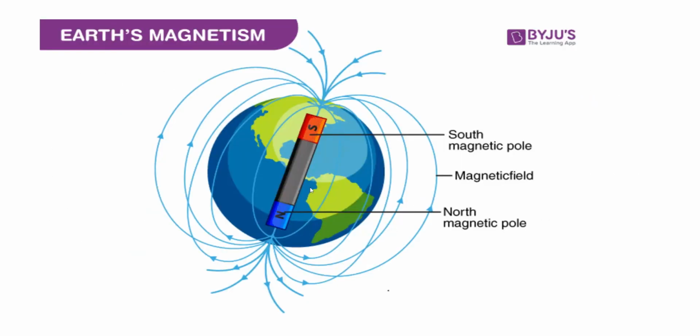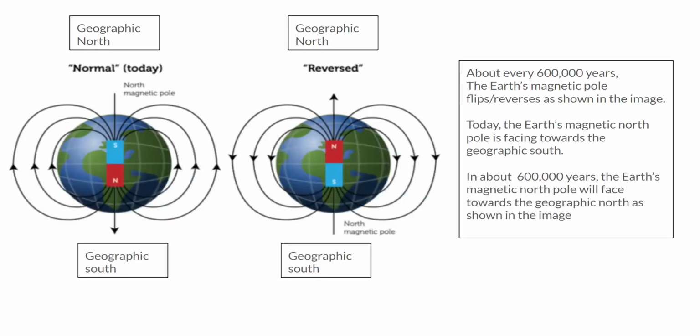Now, you may be wondering how come the north magnetic pole is facing the geographic south of the Earth, but the south magnetic pole is facing the geographic north of the Earth? That's because every 600,000 years or so, the Earth's magnetic pole, that imaginary magnet, reverses or flips. So today, it looks like the south end of the imaginary magnet is pointing towards our geographic north, and the north end of that imaginary magnet is pointing towards the geographic south.